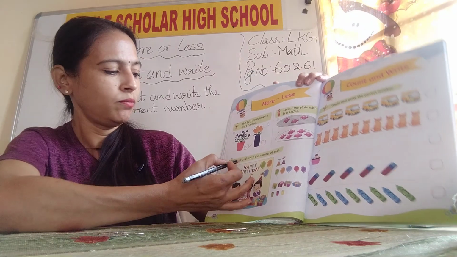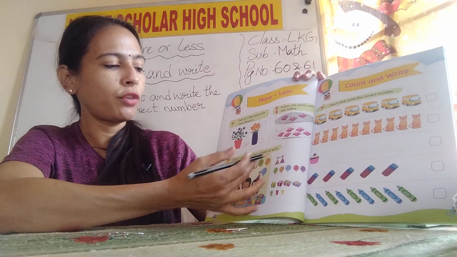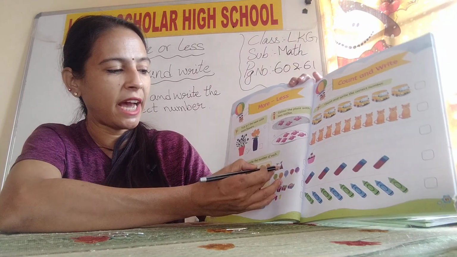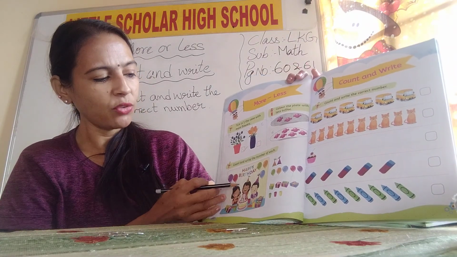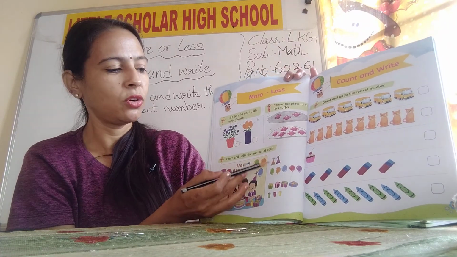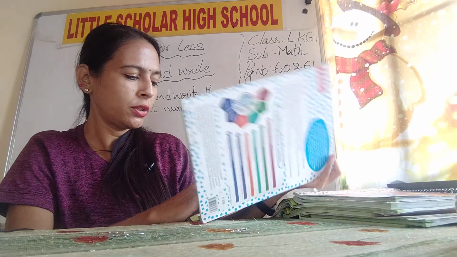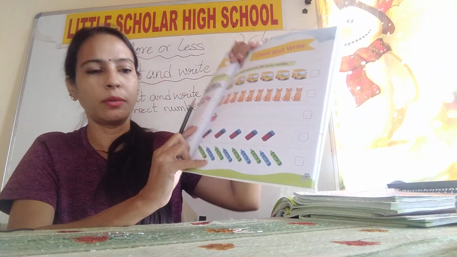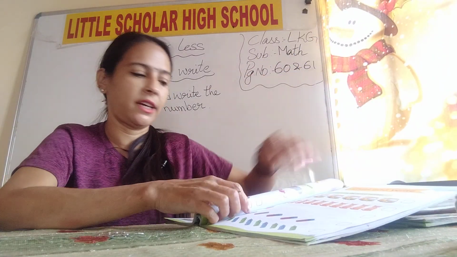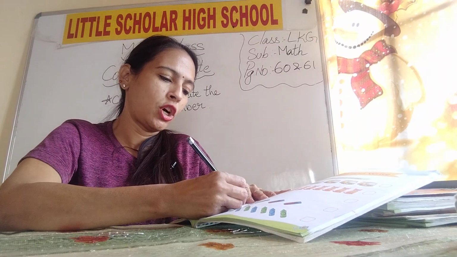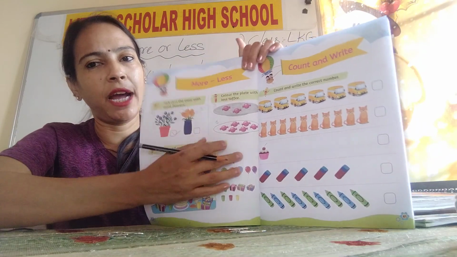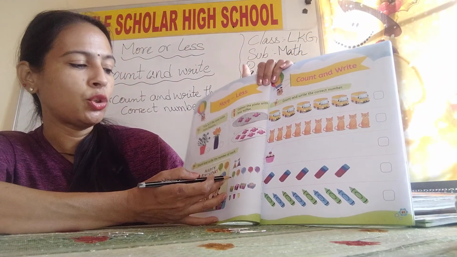Now the next one. Count and write the numbers of each. So how many hats are there? Let us count the hats. It is 1, 2. So we'll write 2 in this box, right? Here we need to write 2. So there are 2 hats. And how many balloons are there?